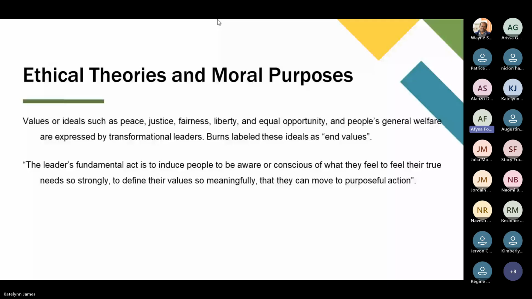The leader's fundamental act is to induce people to be aware or conscious of what they feel, to feel their true needs so strongly, to define their values so meaningfully that they can move to purposeful action. So initially, it means that leaders encourage the participants in their team to figure out what their end values are, and take purposeful action towards achieving them.